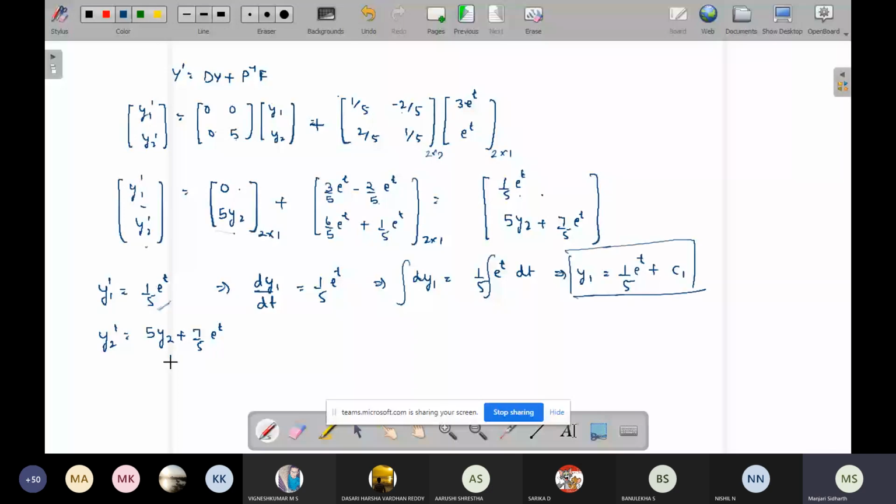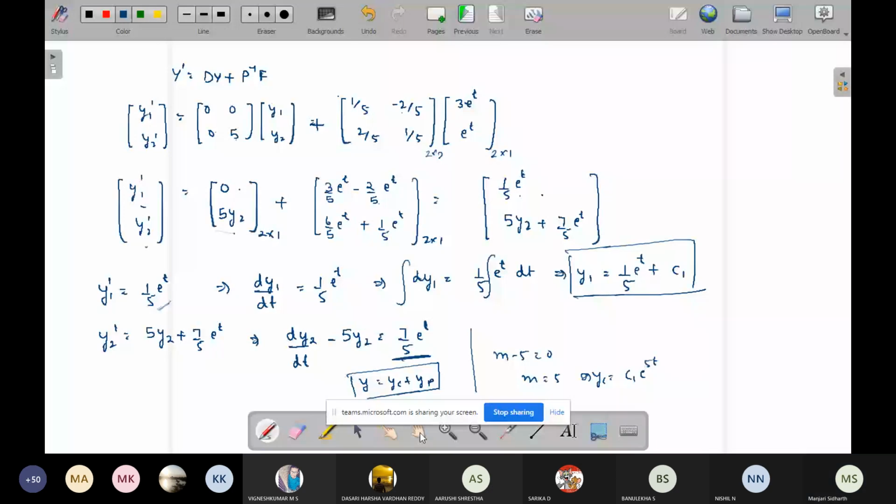Now how to solve this? This is in the form dy2 over dt minus 5y2 equals 7 by 5 e power t. A first order non-homogeneous linear differential equation with constant coefficients, right? So it will contain two parts, yc plus yp, right? For yc, the auxiliary equation is m minus 5 equals 0, so m equals 5. That means yc here is c1 e power 5t.